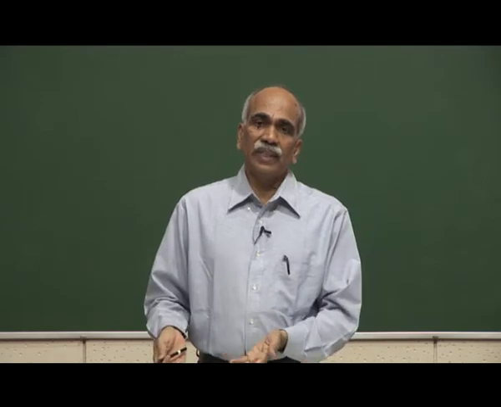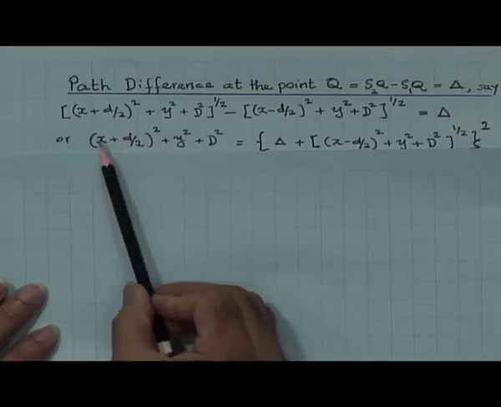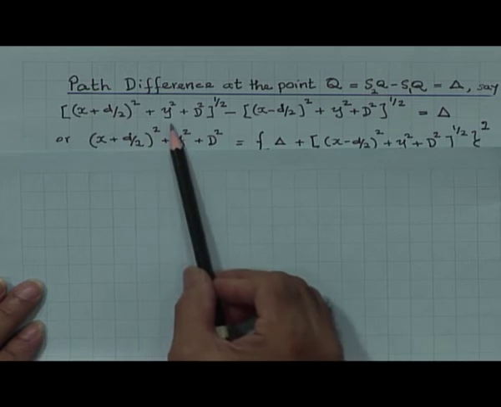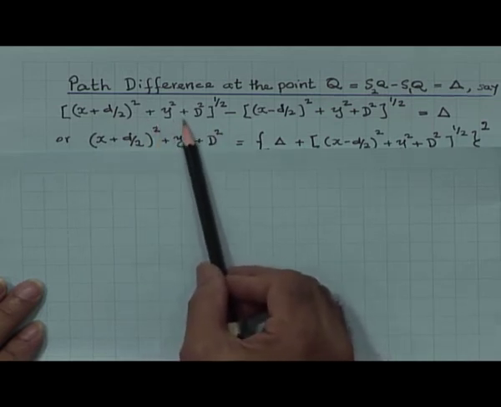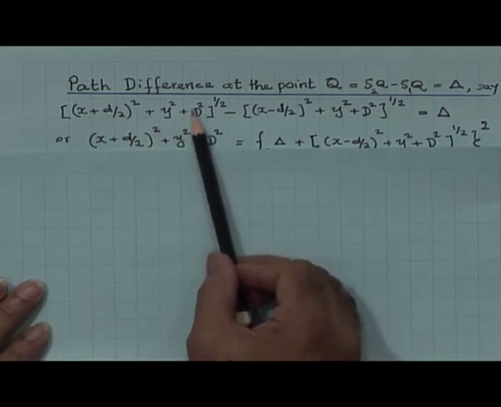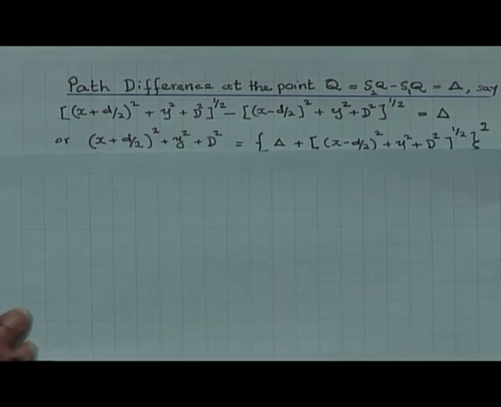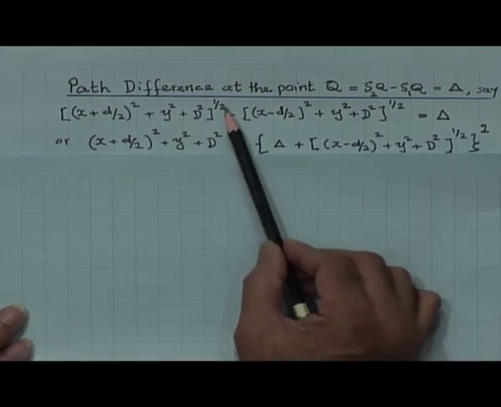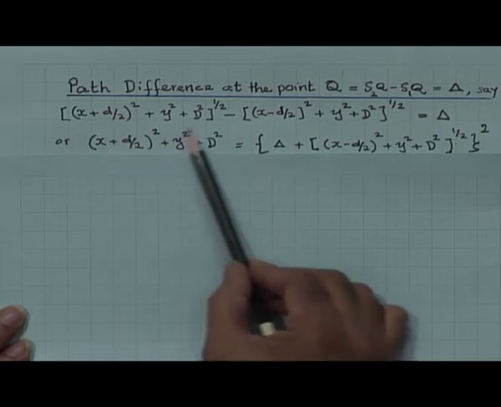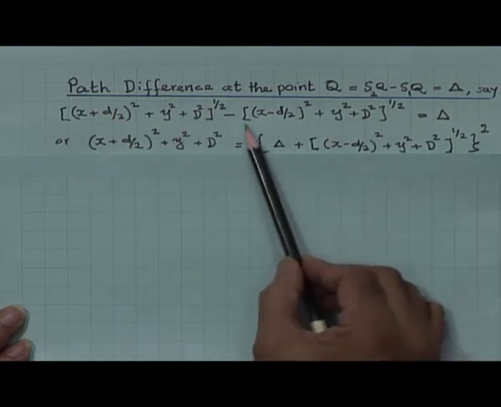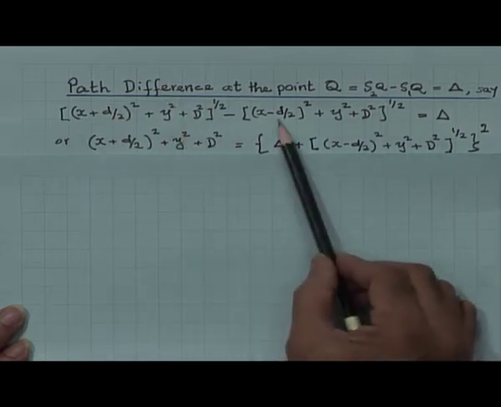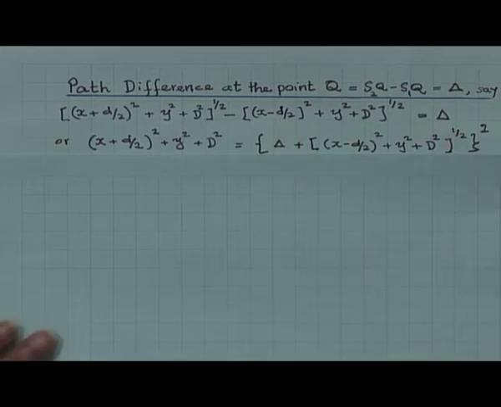So, that is the formula which has been used here. We have (x + d/2)² + y² + D², because although it is minus D, it is squared, therefore it is D², all to the power half. So, this is S2Q and this is S1Q. So, S2Q minus S1Q is equal to delta.